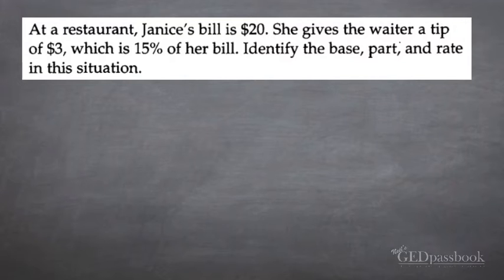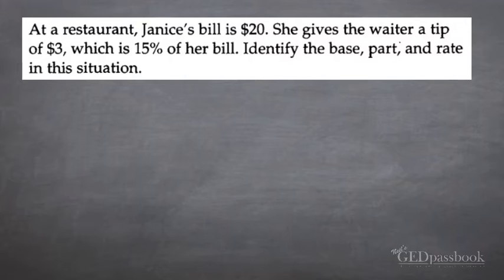Okay, I should have put the other one, so I put this one up. This was the first example that we have to do. At a restaurant, Janice's bill is $20. She gives the waiter a tip of $3, which is 15% of her bill. Identify the base, part, and rate in this situation.